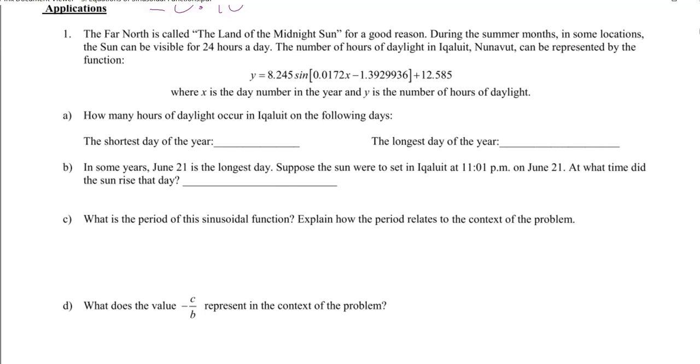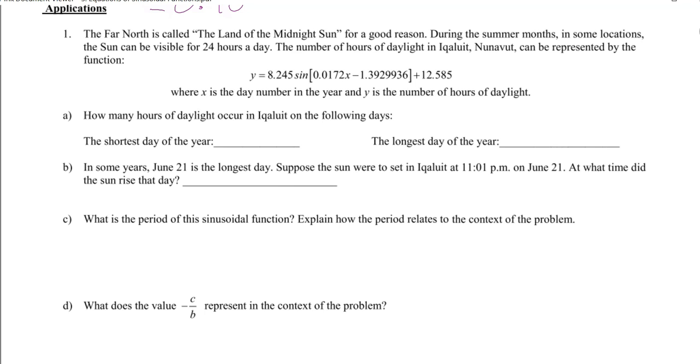So if x was 1, that would be January 1st. If it was December 31st, x would be 365. If it was February 1st, x would be 32, right? 32 days into the year. How many hours of daylight in Iqaluit occur on the following days? So the shortest day of the year. How are we going to calculate how many hours of daylight?